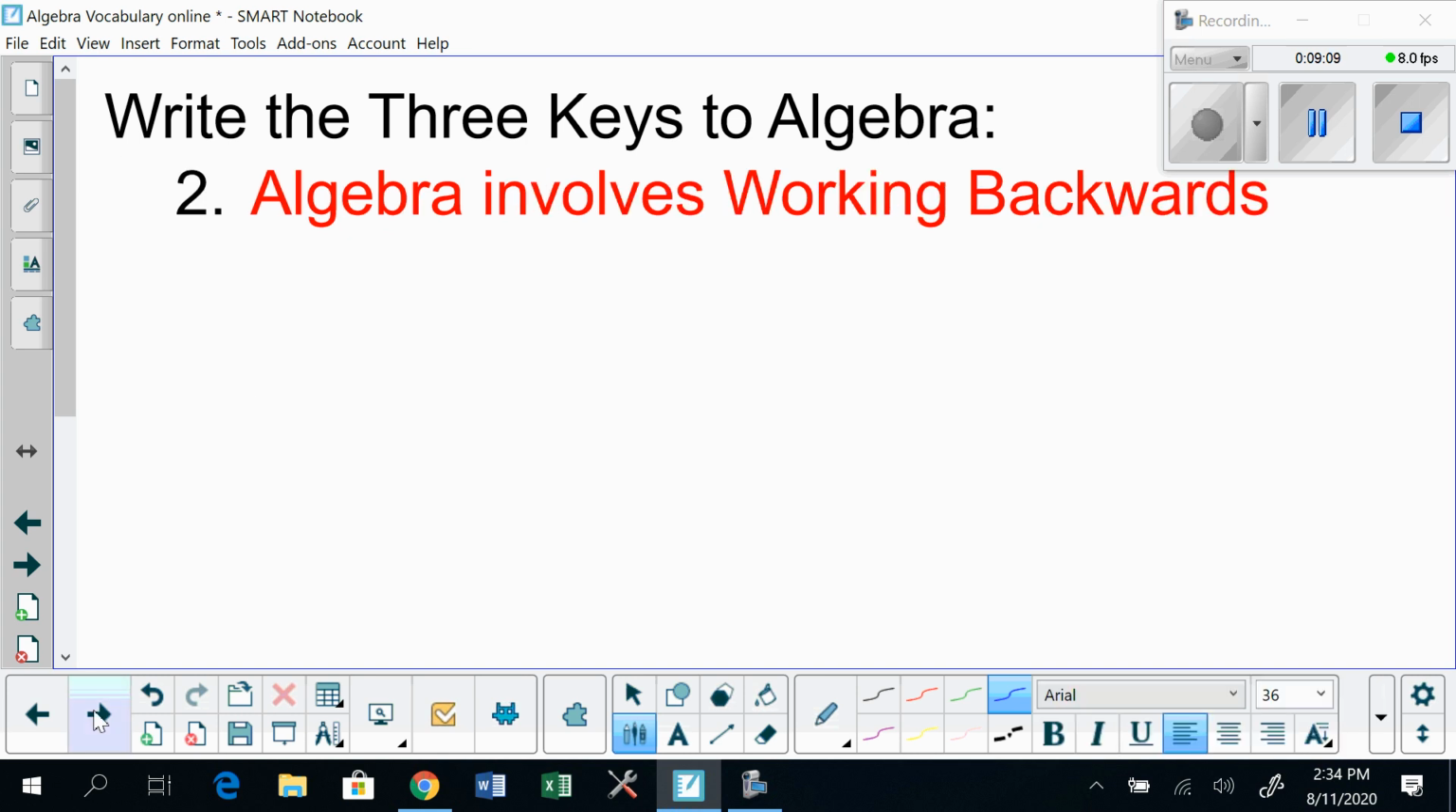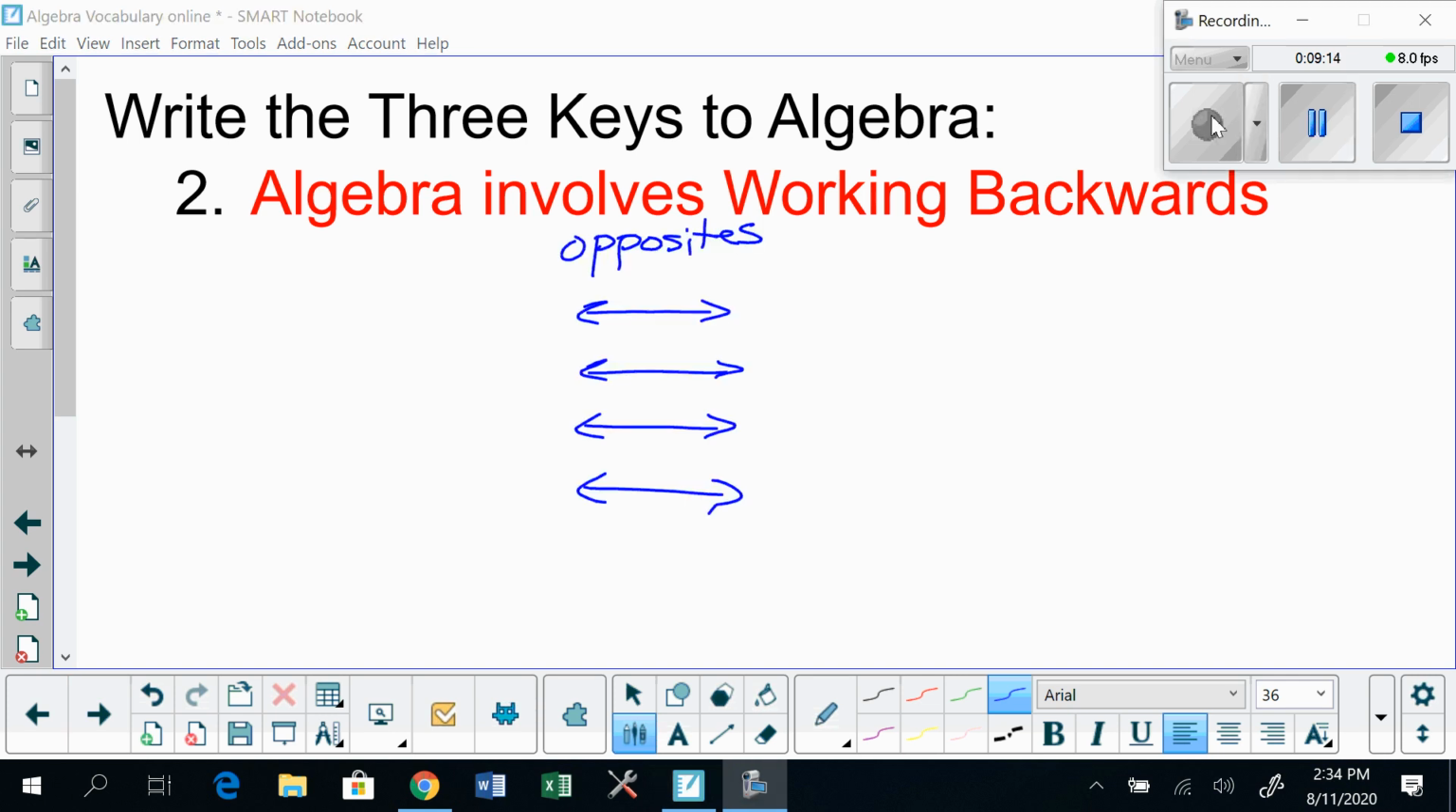All right, let's go to number 2. Number 2 says algebra involves working backwards. And we spend a lot of time working backwards in algebra class. And in order to work backwards, you have to understand opposites. Now, some opposites are really obvious. For example, the opposite of addition, super obvious, it's subtraction.